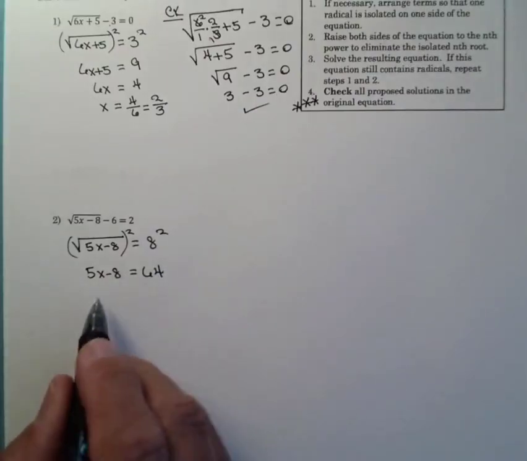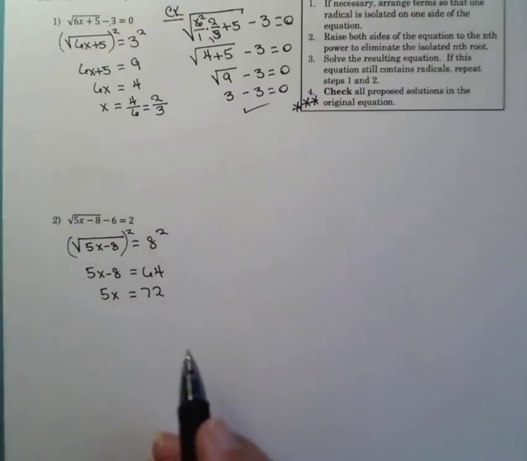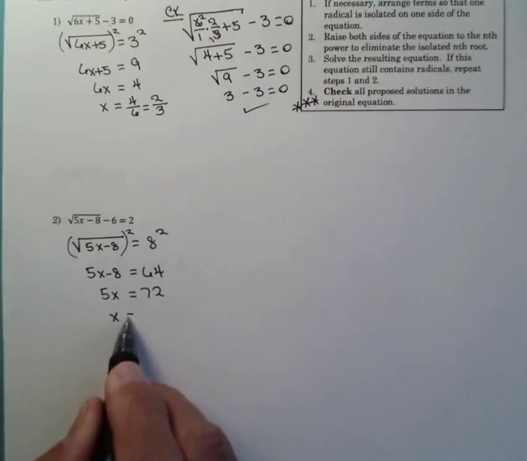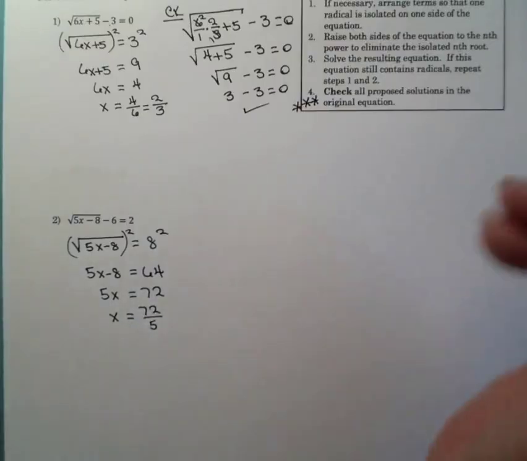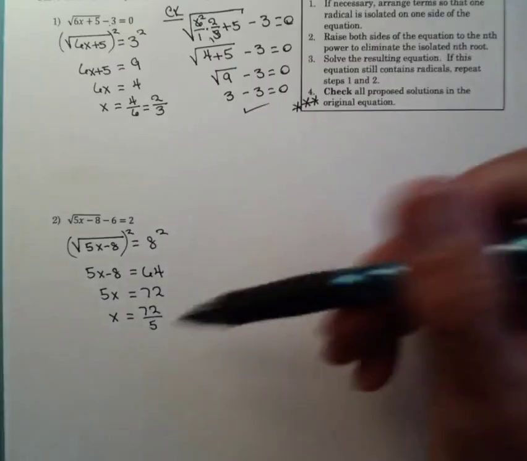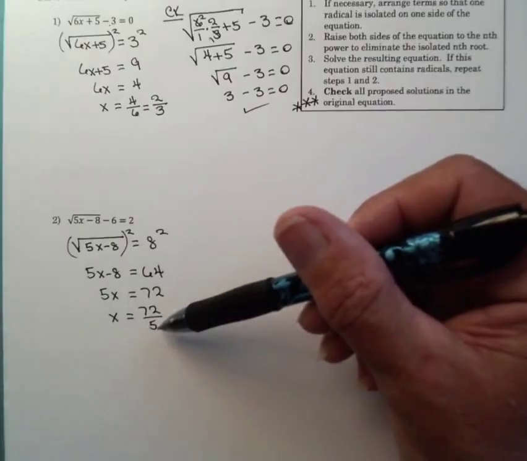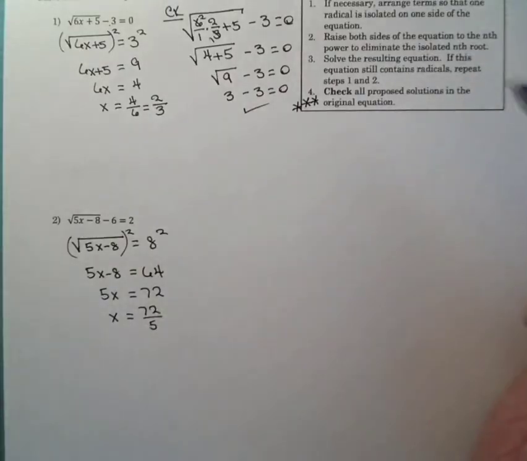Now, let's get rid of the 8. We'll add it to both sides, or the -8. Add 8 and 64, I end up with 72. Is that right? I think so. And then I divide both sides by 5, and I have 72 divided by 5. You can check this in your calculator to see if it would reduce. But basically, it would have to have a factor of 5, which has only 1 and 5, and 5 won't divide into 72, so it's in its lowest form. Let's check it.